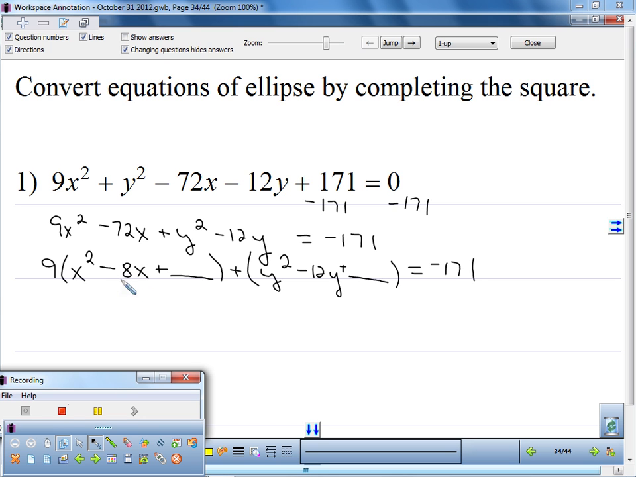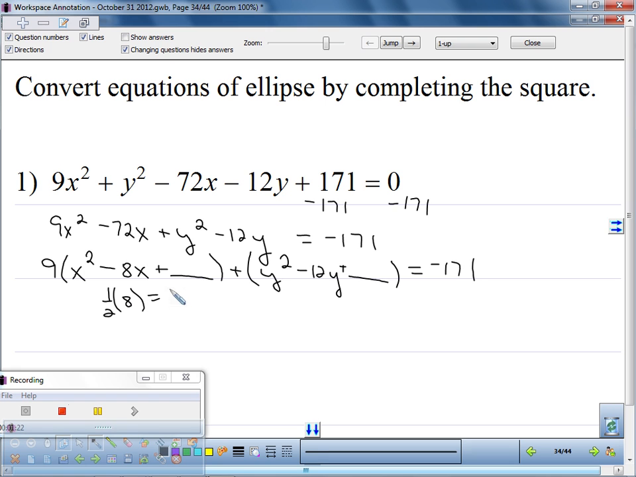To complete the square, we're going to half the middle term. So I'm going to take half of 8, which will give us 4. Then we're going to square it, so that gives us 16. Now what we do to one side, we have to do to the other side. This is where you have to be careful. We're not just going to add 16 over here, we're going to add 9 times 16, because of the 9 out here, so it's going to be plus 9 times 16.